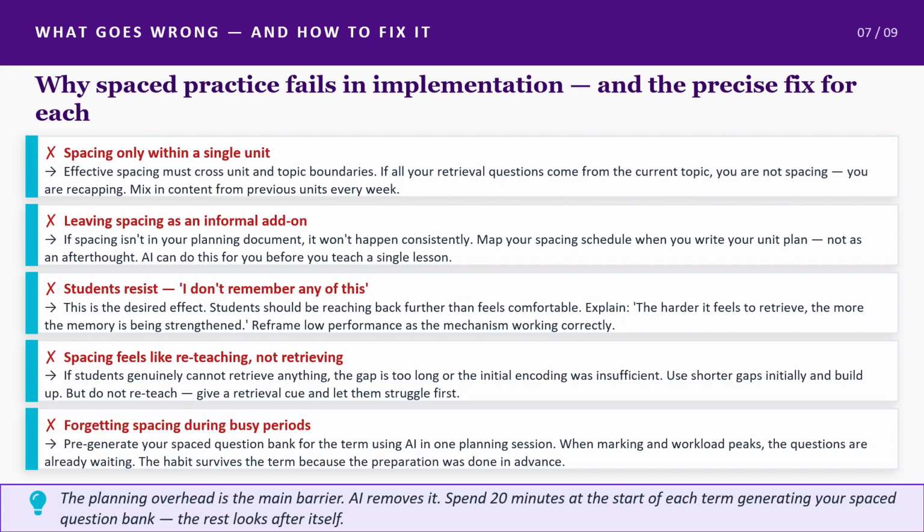Forgetting spacing during busy periods. The solution to this is preparation and not willpower. Pre-generate your spaced question bank for the full term at the start of term using AI in one sitting of 20 minutes. When you're in the middle of marking a set of mock exams, you do not need to create questions. They are already there. The habit survives the pressure because the preparation happened before the pressure arrived.